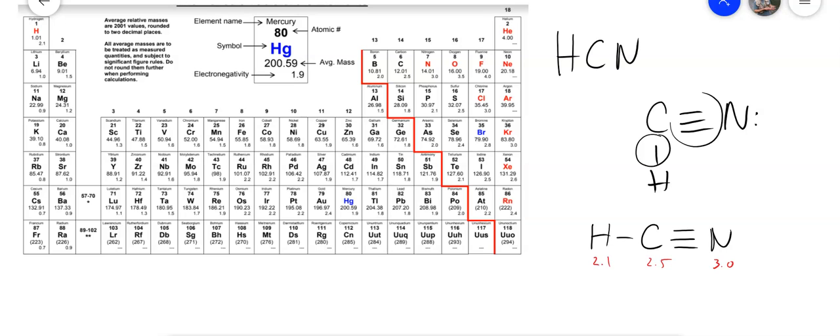pull in that direction. So in the carbon-nitrogen bond here, I have a difference of 0.5, which is relatively low, and actually some chemists would say that's a nonpolar bond, but it is slightly polar. So we're going to draw a small dipole arrow pointing towards the nitrogen. If we consider the hydrogen-carbon bond here, there's a difference of 0.4, which again is fairly low, but it does shift the electrons slightly towards the carbon. So I'll draw a small arrow that direction.